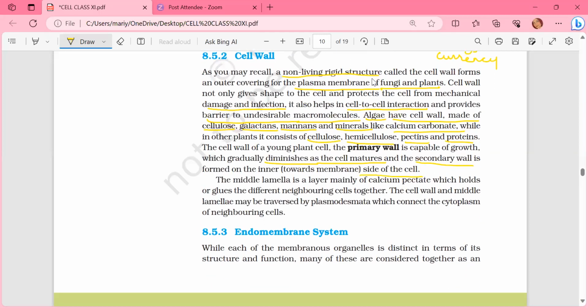Then the middle lamella is a layer composed of calcium pectate, which holds or glues the different neighboring cells together. The cell wall and the middle lamella may be traversed by plasmodesmata, which connect the cytoplasm of the neighboring cells. The middle lamella is a sort of cementing material, made up of calcium pectate. It glues the neighboring cells together, and then there may be plasmodesmata present in between so that there would be a connection between the cytoplasm of the neighboring cells. Is it clear to everybody?